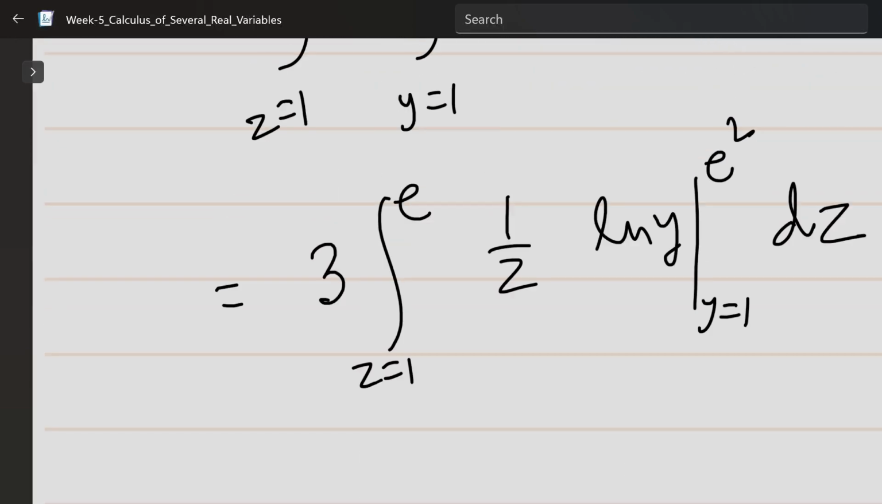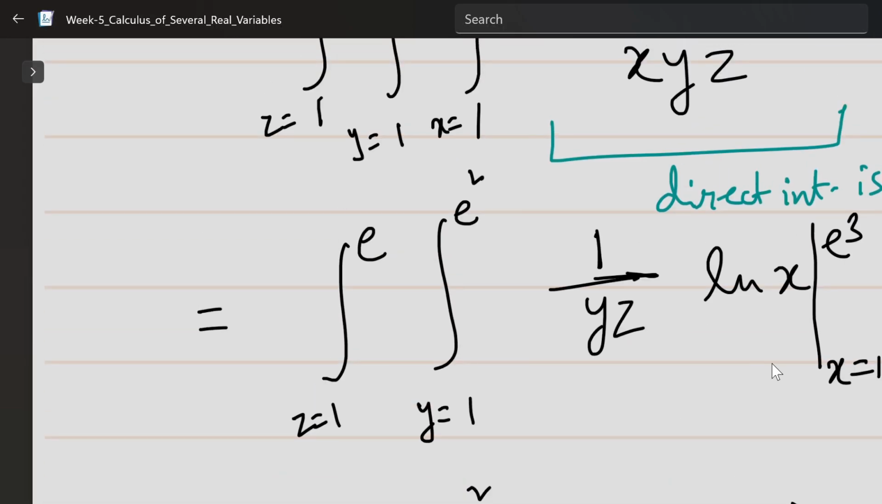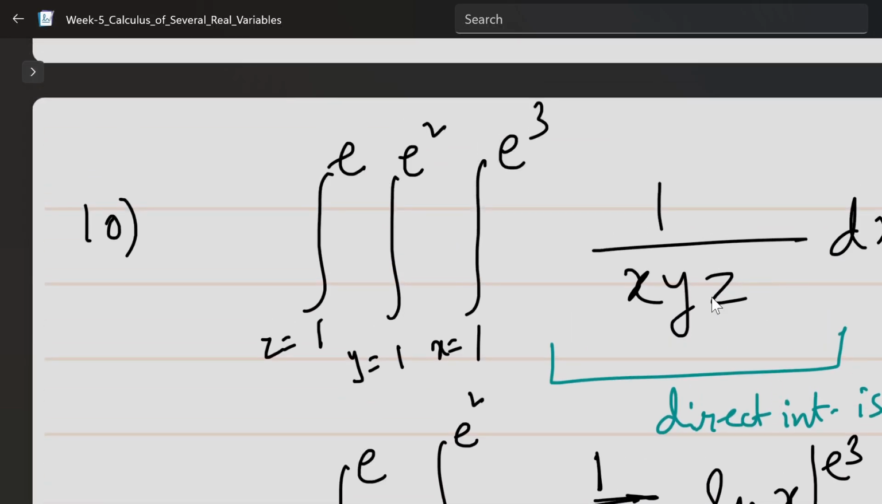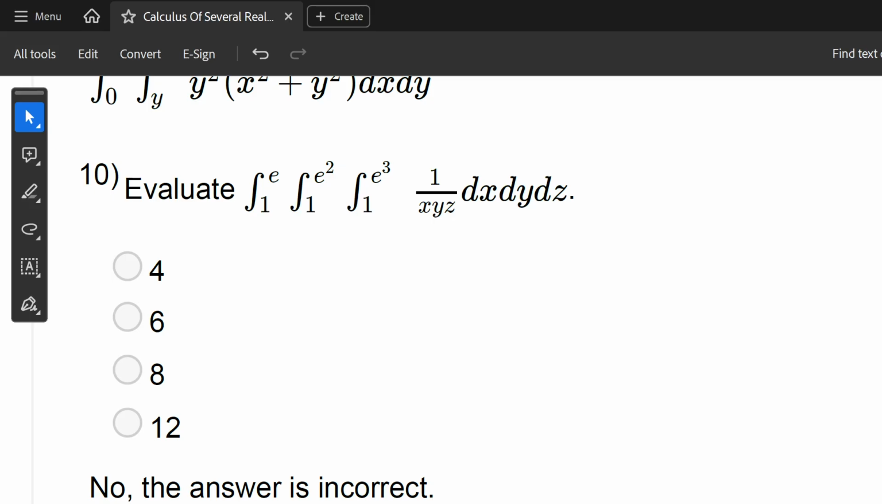Correct? Just an easy integral. Direct integration is possible, because you can see it in the first line. So just simply integrate, and you will get the answer. The answer is 6, so the correct option is option number B.